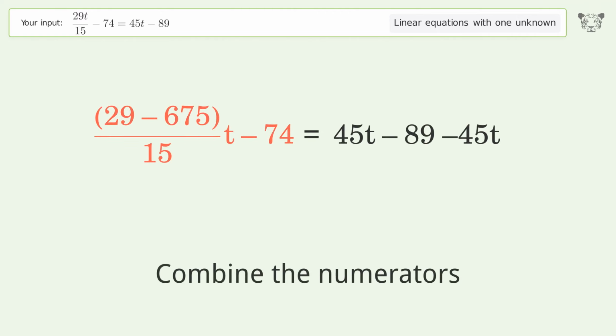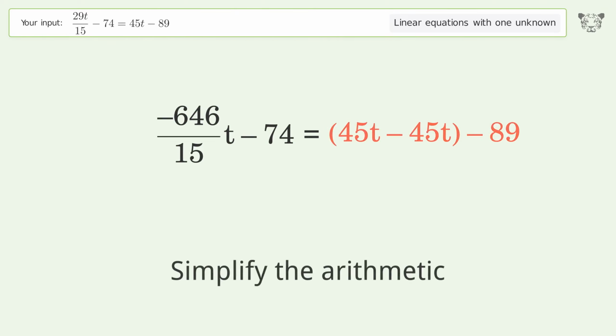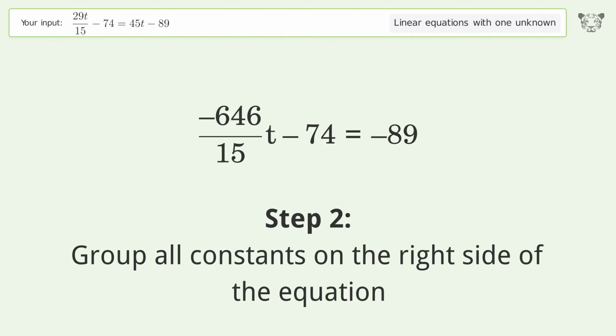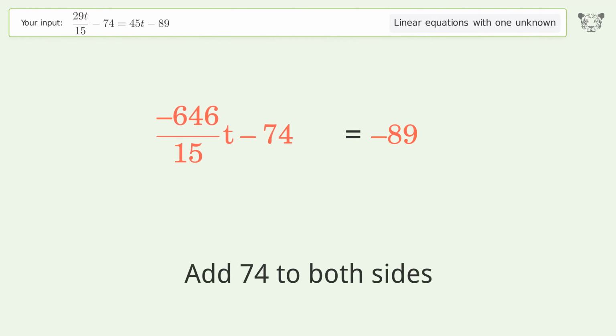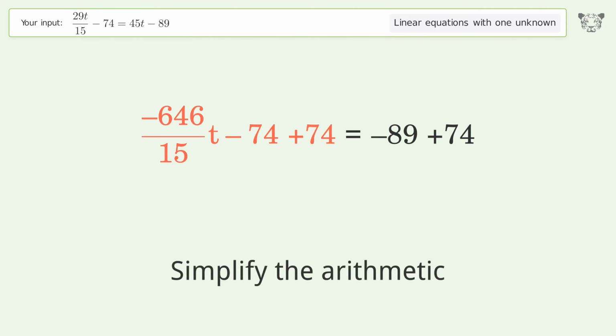Combine the numerators. Group like terms. Simplify the arithmetic. Group all constants on the right side of the equation. Add 74 to both sides. Simplify the arithmetic.